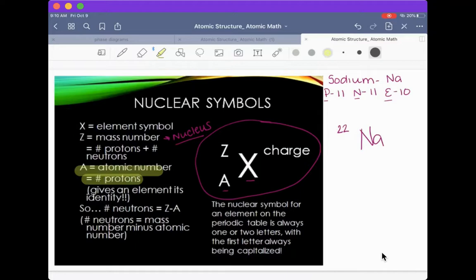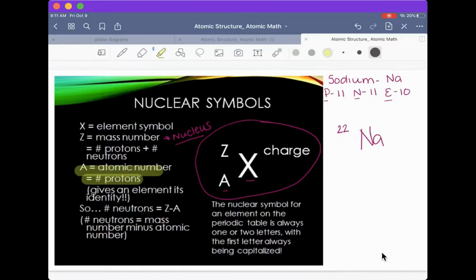Okay. So one thing you'll notice is that each element is assigned its own atomic number. And if you change the atomic number, you change the element. This is a very important piece of information that you need to keep in your brain. It needs to be something that's locked in there, because the atomic number represents the number of protons that are found in the nucleus.